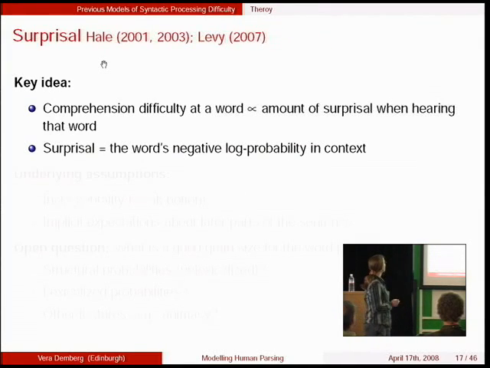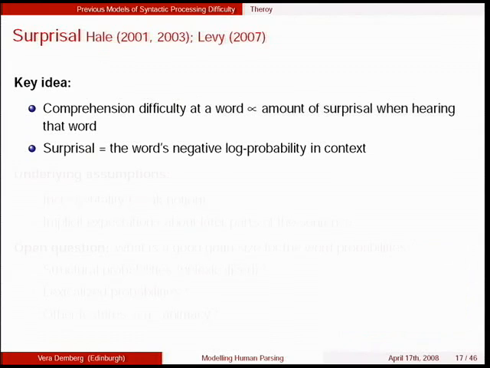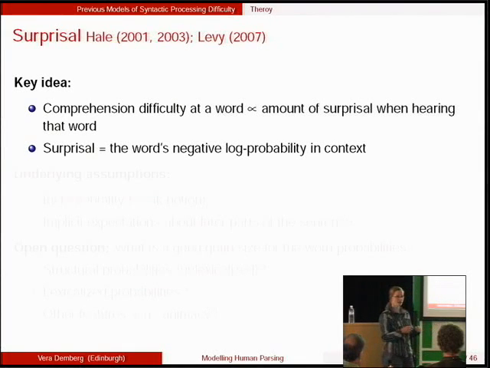In surprisal, you can think of it as a forward-looking measure. The comprehension difficulty at a word is essentially proportional to the amount of surprisal, or surprise, when hearing that word. The idea is that if you hear the beginning of a sentence and have a good expectation of what the next word is going to be, you're not surprised. That's really easy. That's what you were expecting anyway. But if there's something really surprising, a surprising structure, a surprising word, then that's going to be difficult. And in a more mathematical sense, surprisal is the word's negative log probability in context.